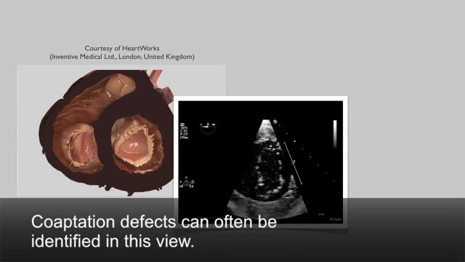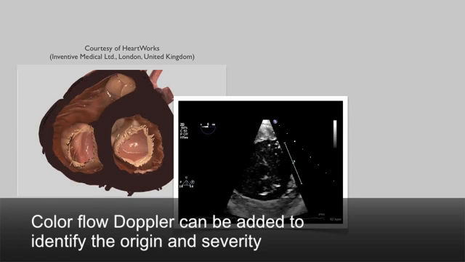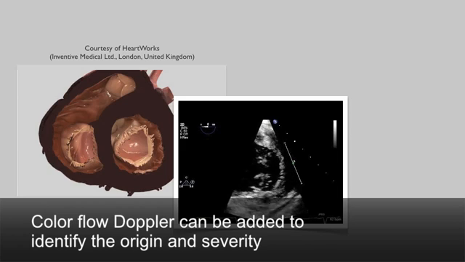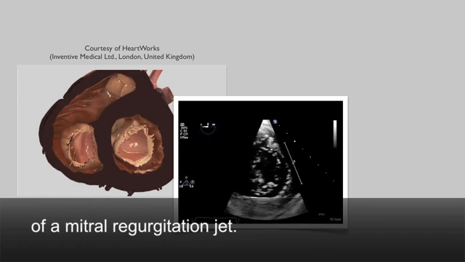Coaptation defects can often be identified in this view. Color flow Doppler can be added to identify the origin and severity of a mitral regurgitation jet.